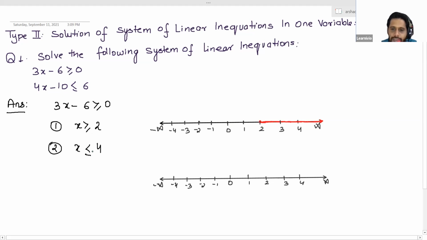Okay, so next is x less than or equal to 4. Less than or equal to 4 means we need to take 4, and it means this one. This complete part is our answer, this one.